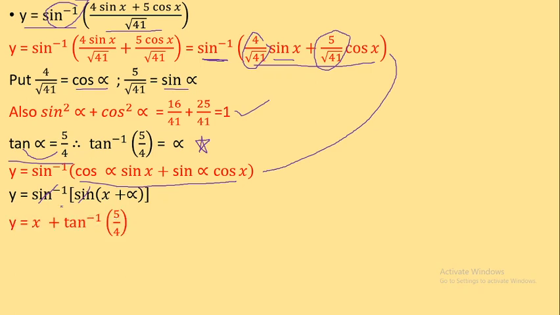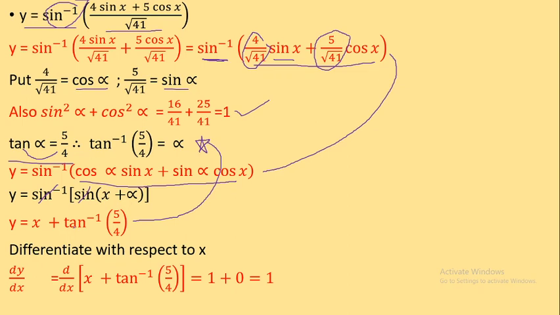So what will the next step be? x remains as it is, and alpha, which we have here, comes here. Alpha is substituted as tan inverse 5 upon 4. Now differentiate with respect to x. Differentiating, we get derivative of x plus derivative of tan inverse 5 upon 4. Derivative of x is 1, and 5 upon 4 is a constant, and tan inverse of a constant is again a constant, and the derivative of a constant is 0. So the answer is 1.